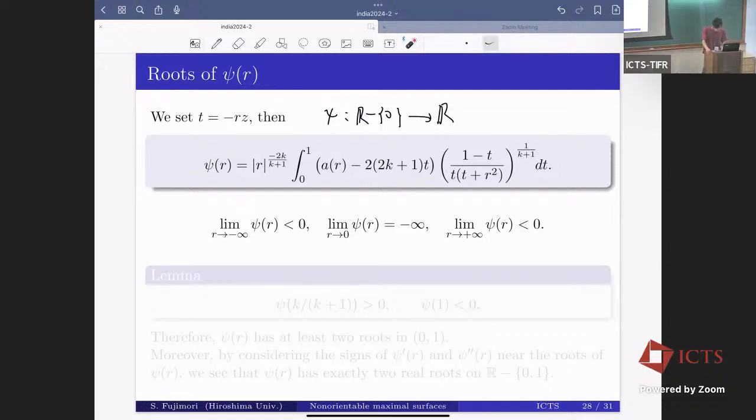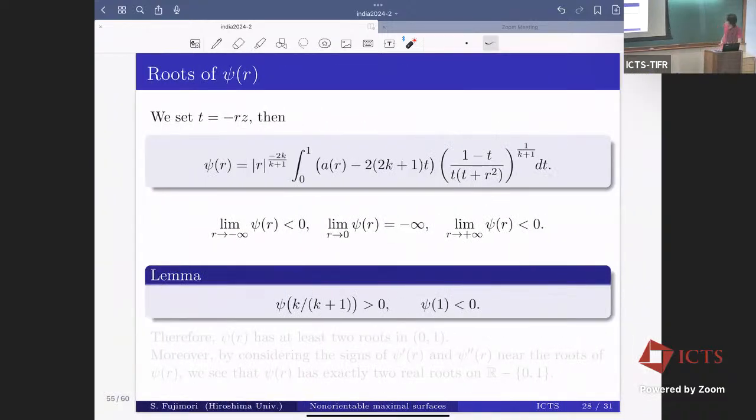And we can easily show that the limit as R goes to minus infinity, this psi is negative. And as R goes to plus infinity, again psi is negative. And as R goes to 0, then psi goes to minus infinity. And then we can show that for each k, psi of k over k plus 1 is positive. And psi of 1 is negative.